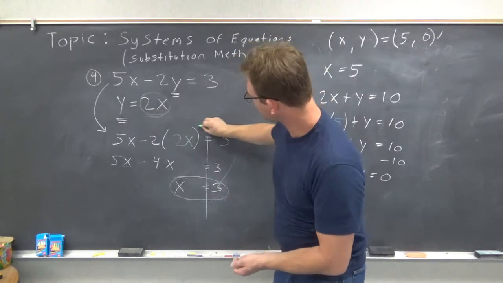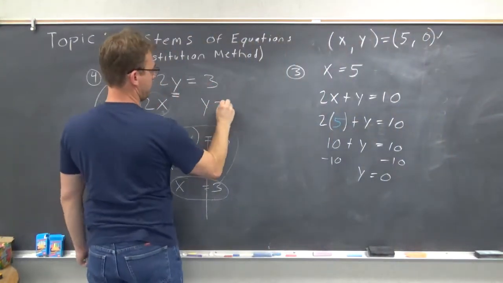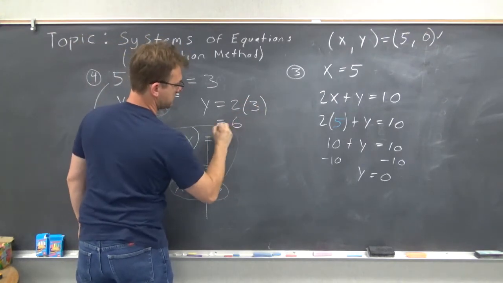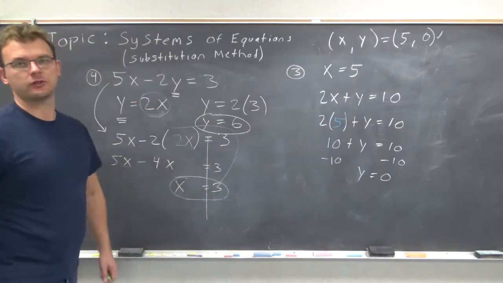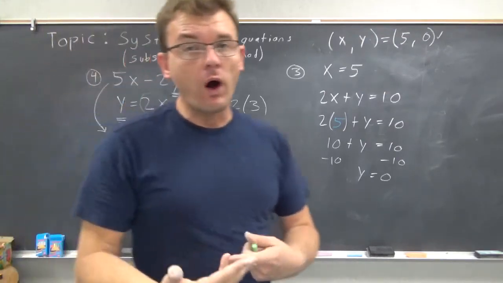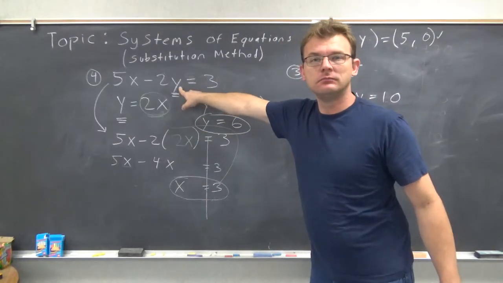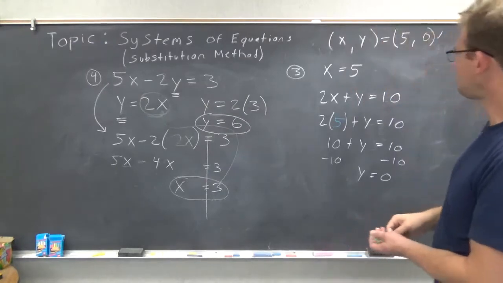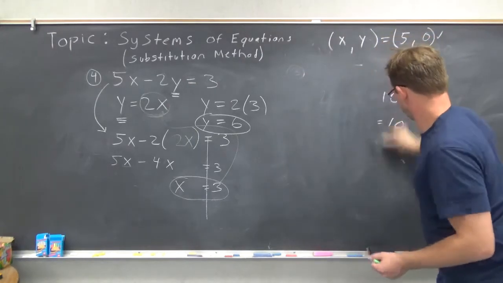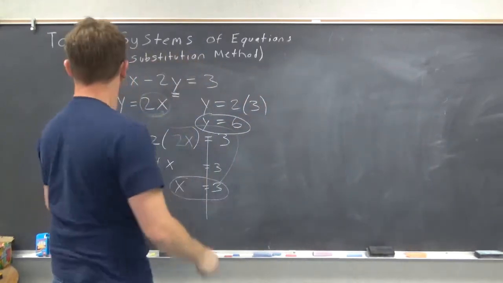Well then, take this answer and substitute it for that one. So y equals 2 times 3 equals 6. And there's your solution. So all you're doing is taking the two equations, solving for one variable, substituting that in for the upstairs one. And you get the answer. Okay? Number 5.